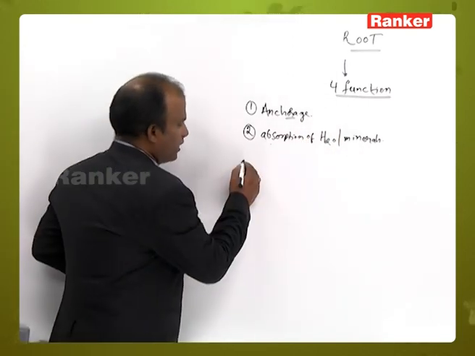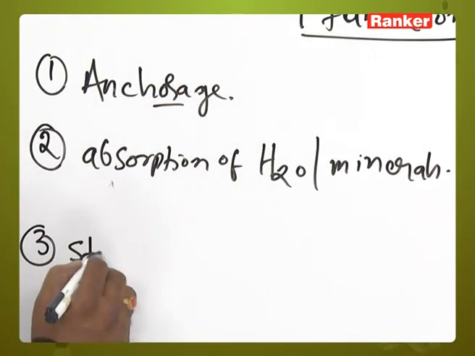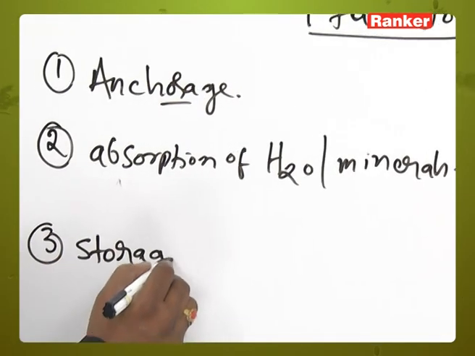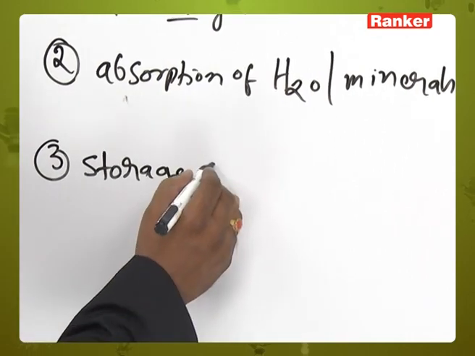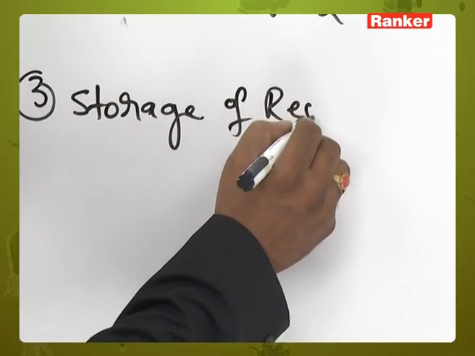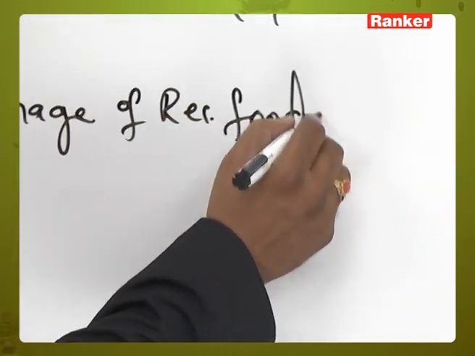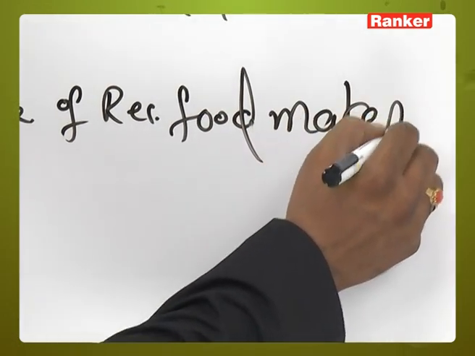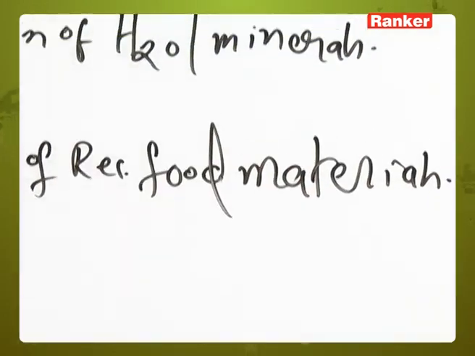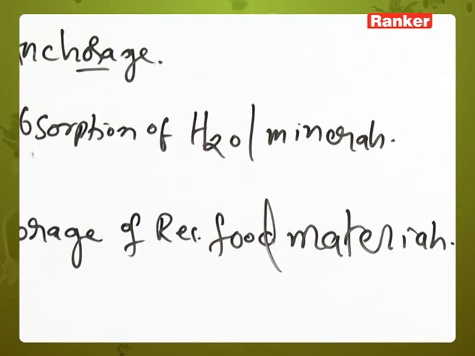And the third one, it helps in storage of reserved food materials. This is the third function which is performed by the root system.